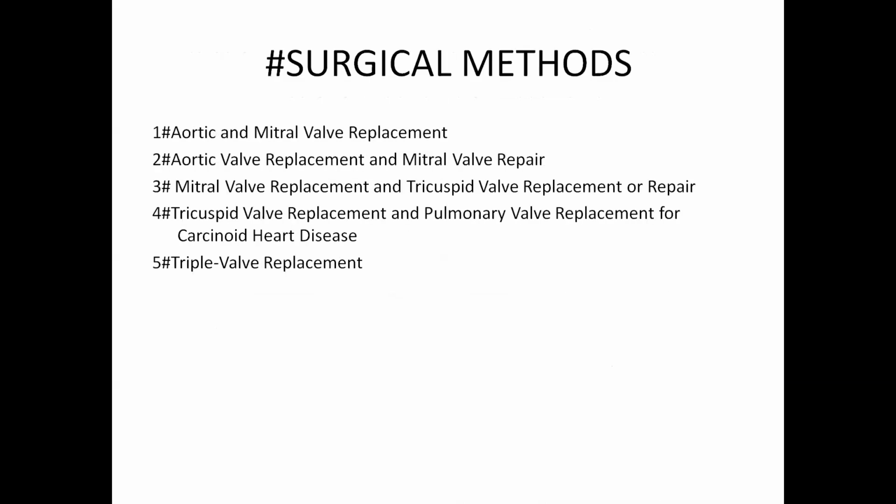Now I will start with the surgical methods, and I have 5 situations: aortic and mitral valve replacement, first one. Then aortic valve replacement with mitral valve repair. Then mitral valve replacement with tricuspid valve replacement or repair. Then the 4th one is tricuspid valve replacement and pulmonary valve replacement for carcinoid heart disease. The 5th one is triple valve replacement.